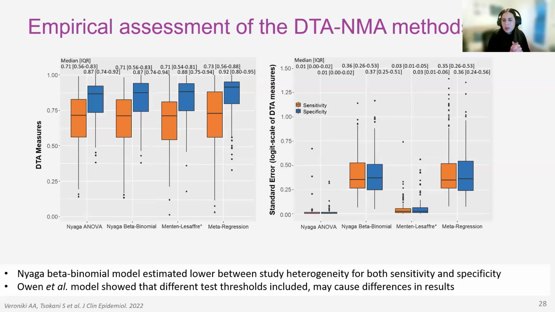Then the beta binomial model was associated with lower between-study heterogeneity for both estimates of sensitivity and specificity. And we consider that this might be indicative of better fitting of the model. And finally, regarding the variance component model, which is not displayed here, applying this model showed that the different test thresholds included may cause differences in the results, as the different combinations of tests and thresholds are considered as separate tests in the model.